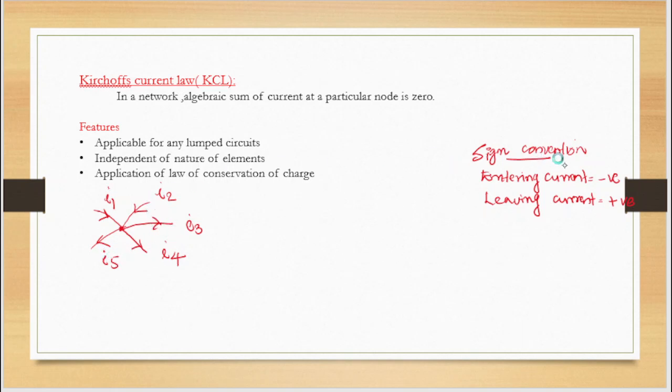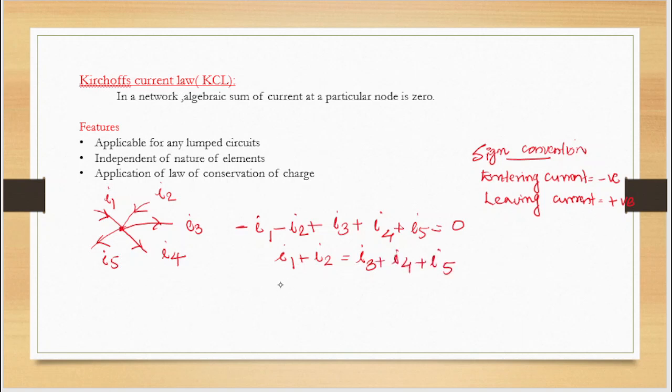I have taken the sign convention that entering current is negative and leaving current is positive. So here the entering currents are I1 and I2, which I have taken as negative, that is minus I1 minus I2, and the leaving currents are positive: I3, I4 and I5, that is I3 plus I4 plus I5. KCL states that the algebraic sum of the currents at the node is equal to 0. So rearranging, we get I1 plus I2 is equal to I3 plus I4 plus I5.